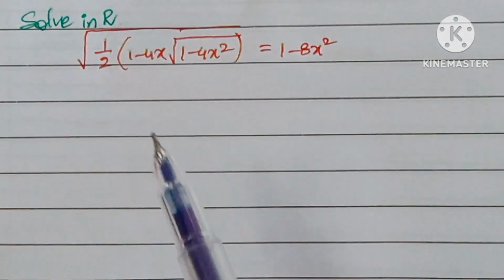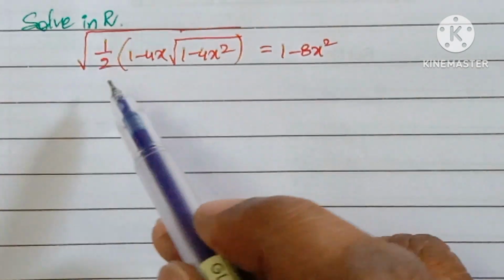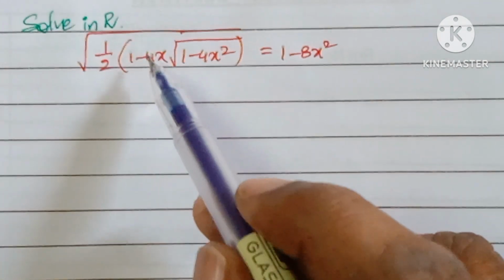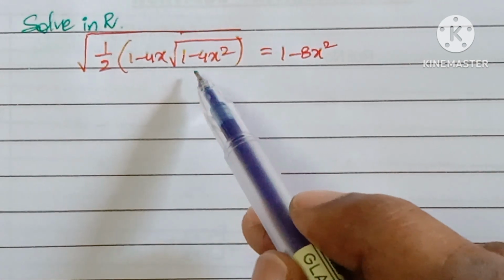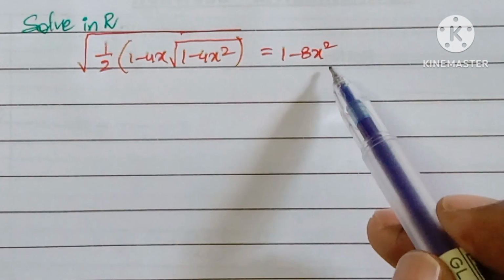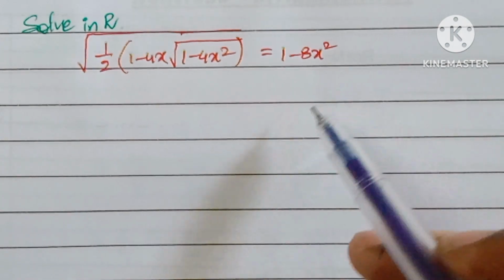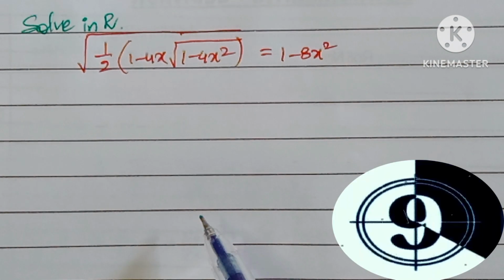Today we are going to see one Olympiad problem. The question is: given, solve in R, root of (1/2) into (1 minus 4x) root of (1 minus 4x square) is equal to 1 minus 8x square. So as you are going to solve this critical, logical and Olympiad problem, pause the video for 10 seconds and try it.